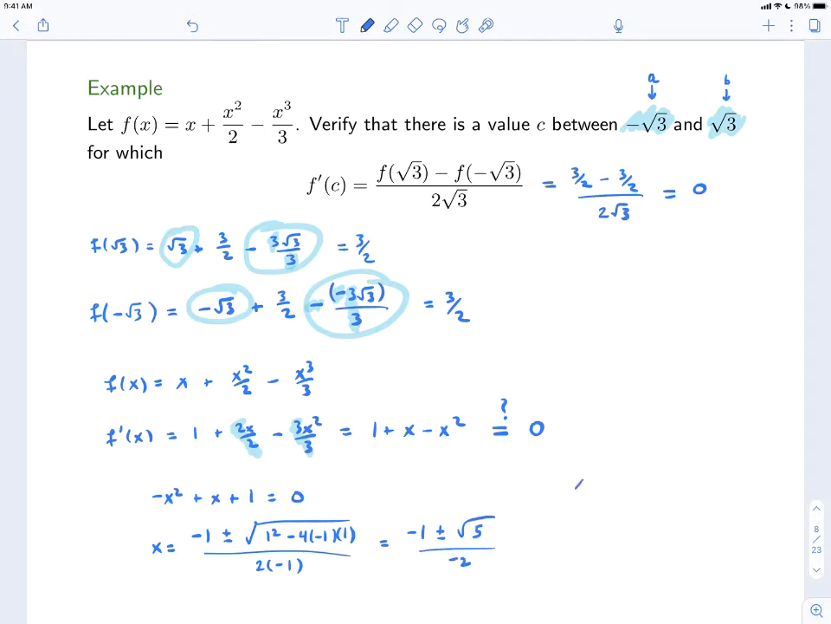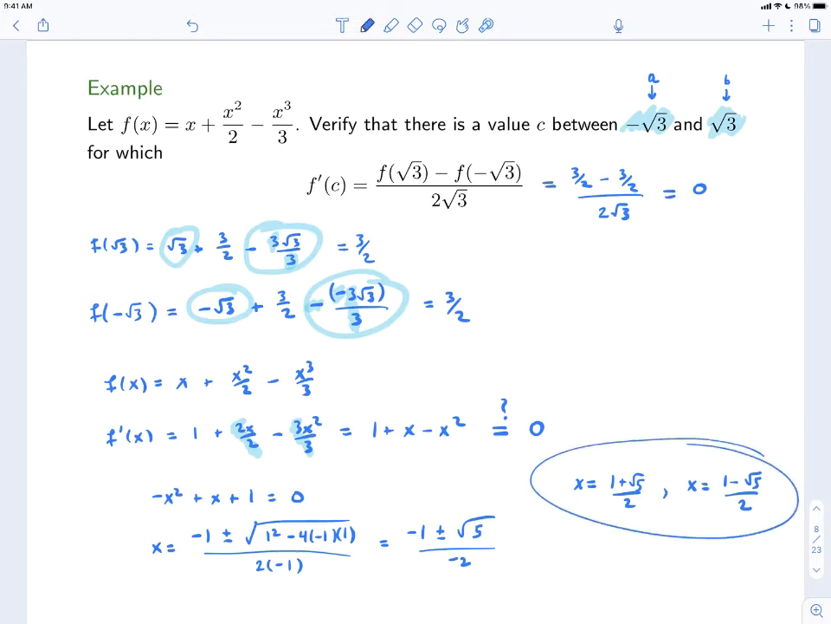So what that tells us is that x is equal to either 1 plus the square root of 5 over 2, or x is equal to 1 minus the square root of 5 over 2. Notice that there's a minus here and a minus here, so that's why this is a positive 1 over 2. Now, both of these values are within the range. This 1 plus the square root of 5 over 2 is slightly smaller than the square root of 3, and this number 1 minus the square root of 5 over 2 is slightly larger than negative square root of 3. So both of these work.